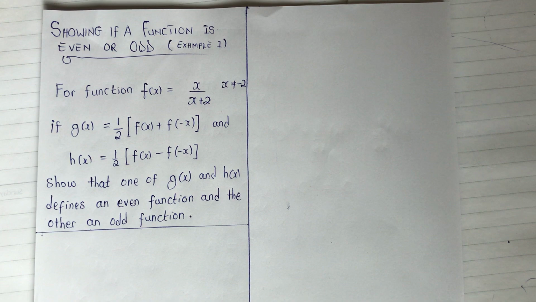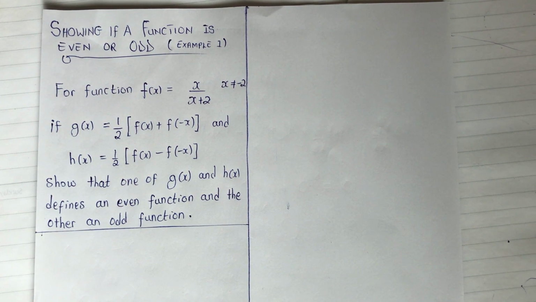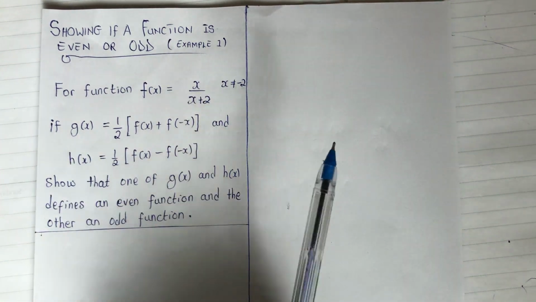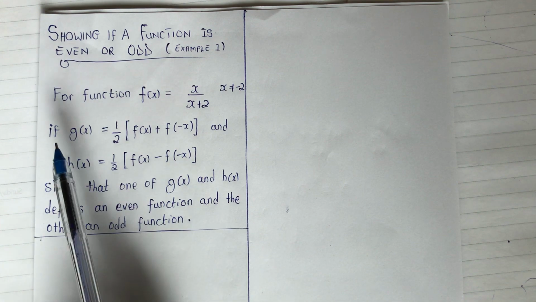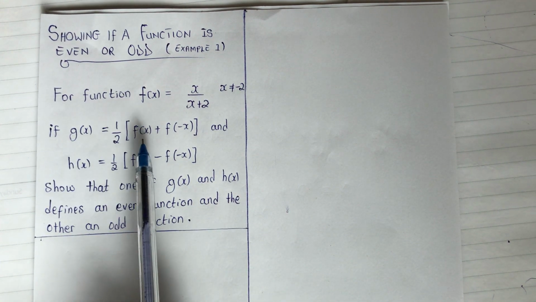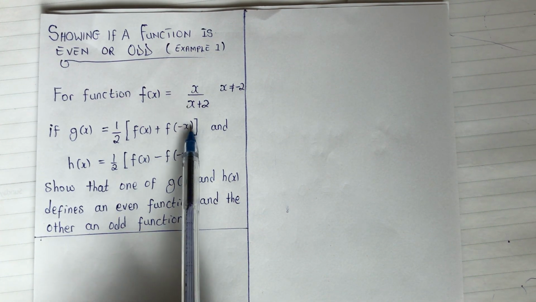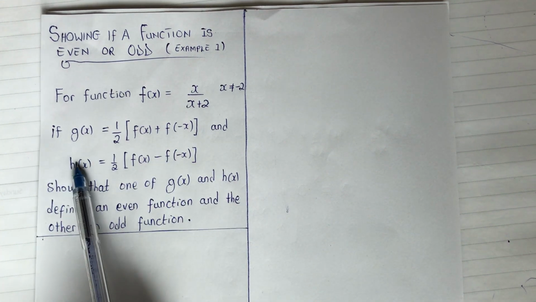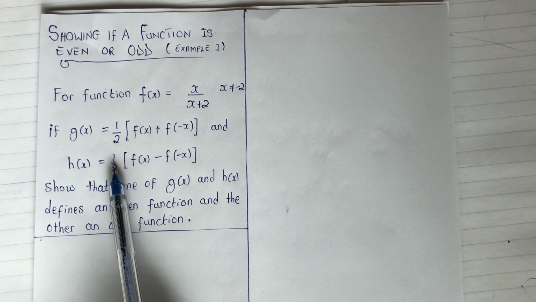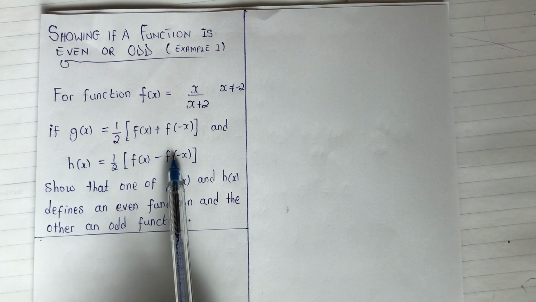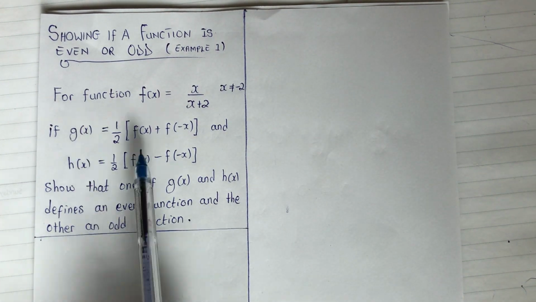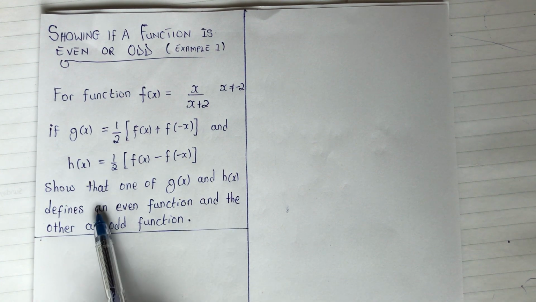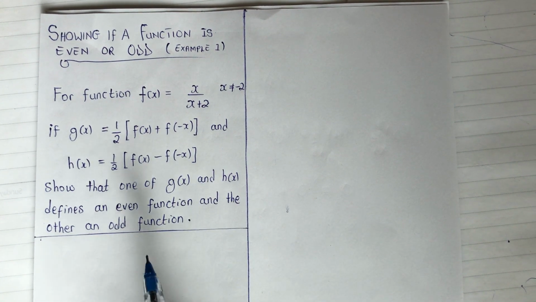I have a function f of x equal to x over x plus 2, where x must not be equal to minus 2, and we have been given that g of x is 1 over 2 into f of x plus f of minus x, and another function h of x giving us 1 over 2 into f of x minus f of negative x. Then show that one of them, which is one of g of x and h of x, defines an even function and the other an odd function.